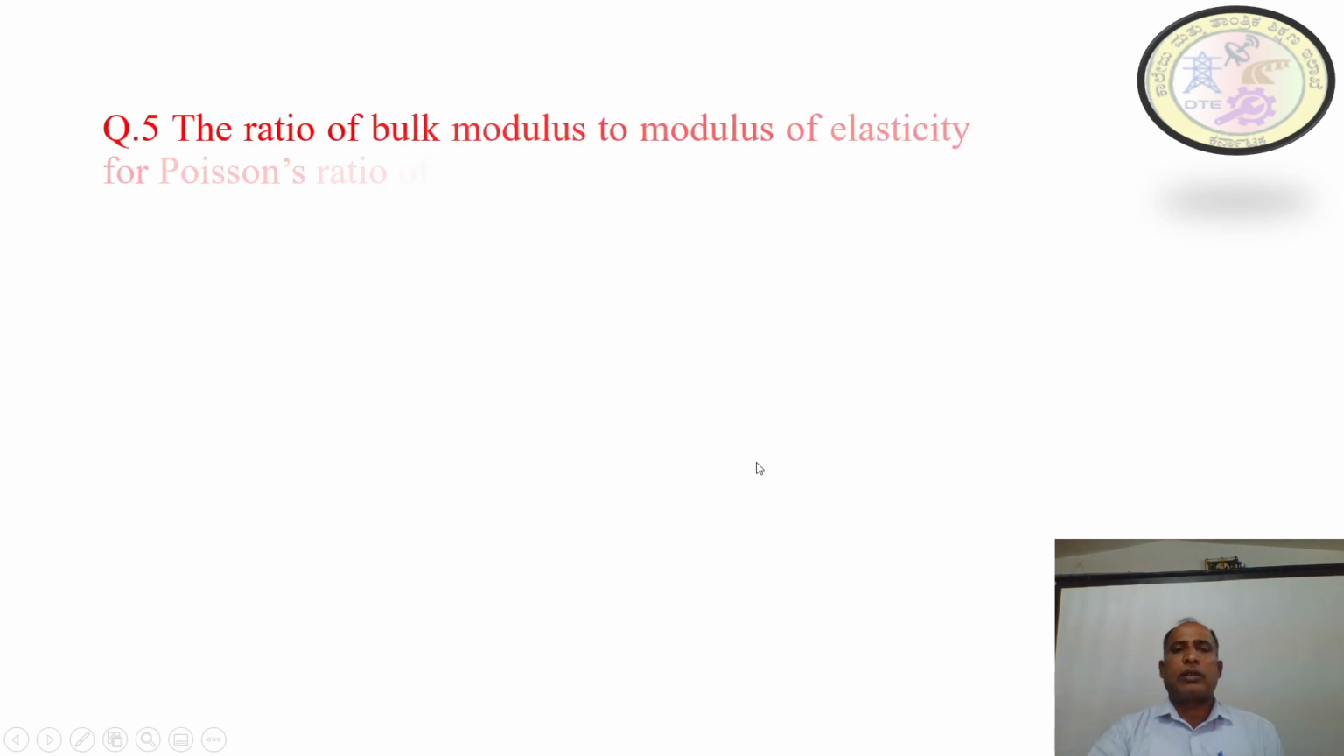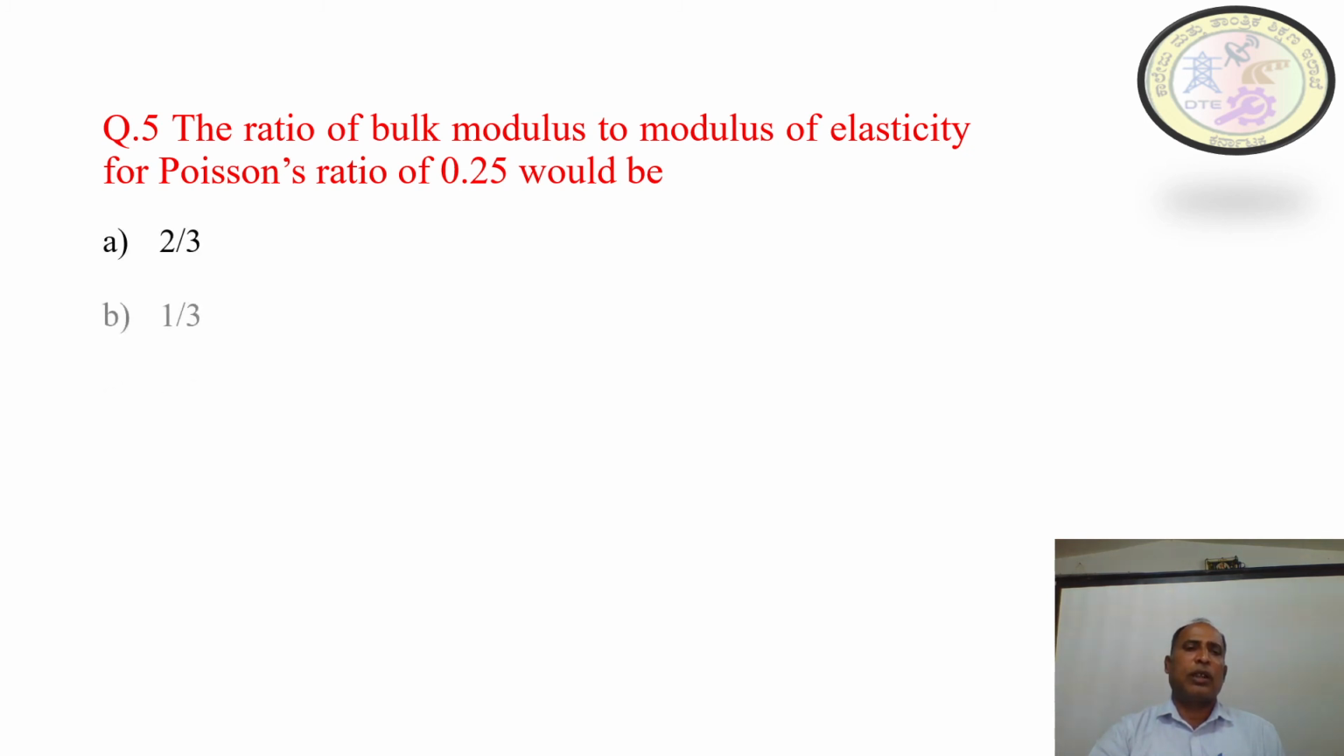The ratio of bulk modulus to modulus of elasticity for Poisson's ratio of 0.25 would be. This is similar to the first problem. Here the ratio of bulk modulus to modulus of elasticity is required. For the same Poisson's ratio of 0.25, 1 by m is equal to 0.25, that is nothing but m is equal to 4. The options are 2 by 3, 1 by 3, 4 by 3 and 1. As we know, K is equal to mE divided by 3 into (m minus 2). So bring that E in the denominator to the left hand side. Therefore K by E is equal to m divided by 3 into (m minus 2).